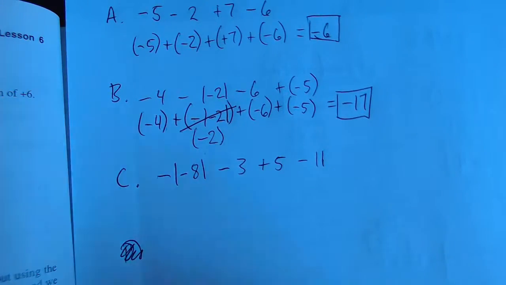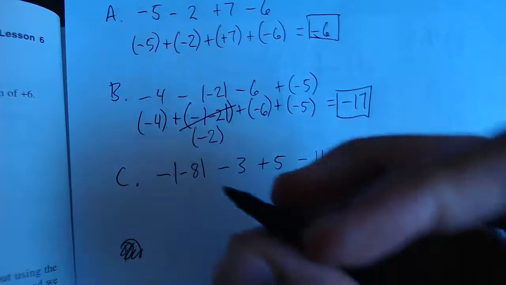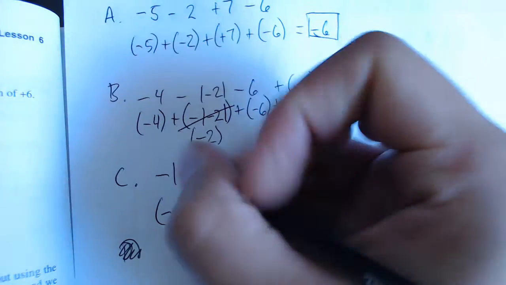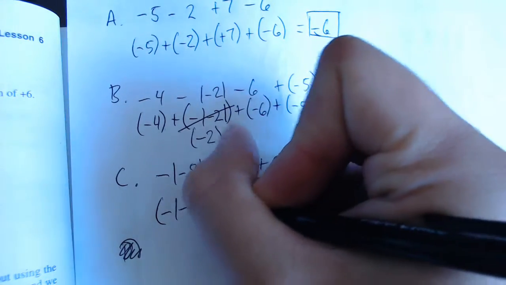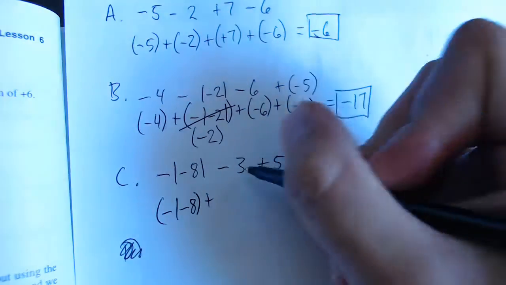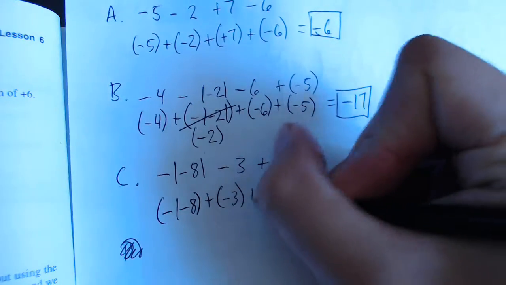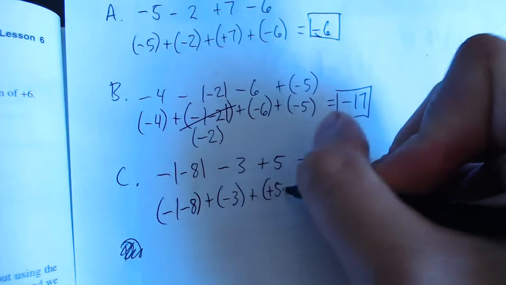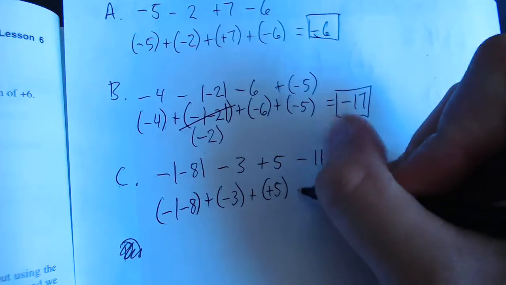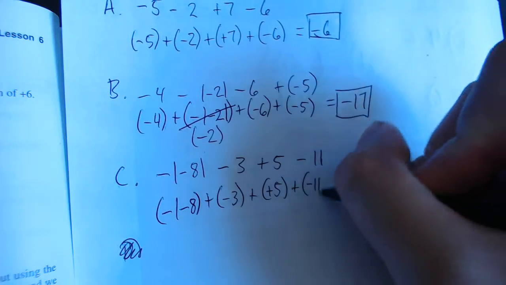And the last one, C. Again, we've got absolute value with a negative, so that just becomes the negative absolute value of negative 8 in parentheses. Add our plus sign. Minus 3 becomes plus negative 3. Plus 5 just remains as positive 5. And then minus 11 becomes plus negative 11.